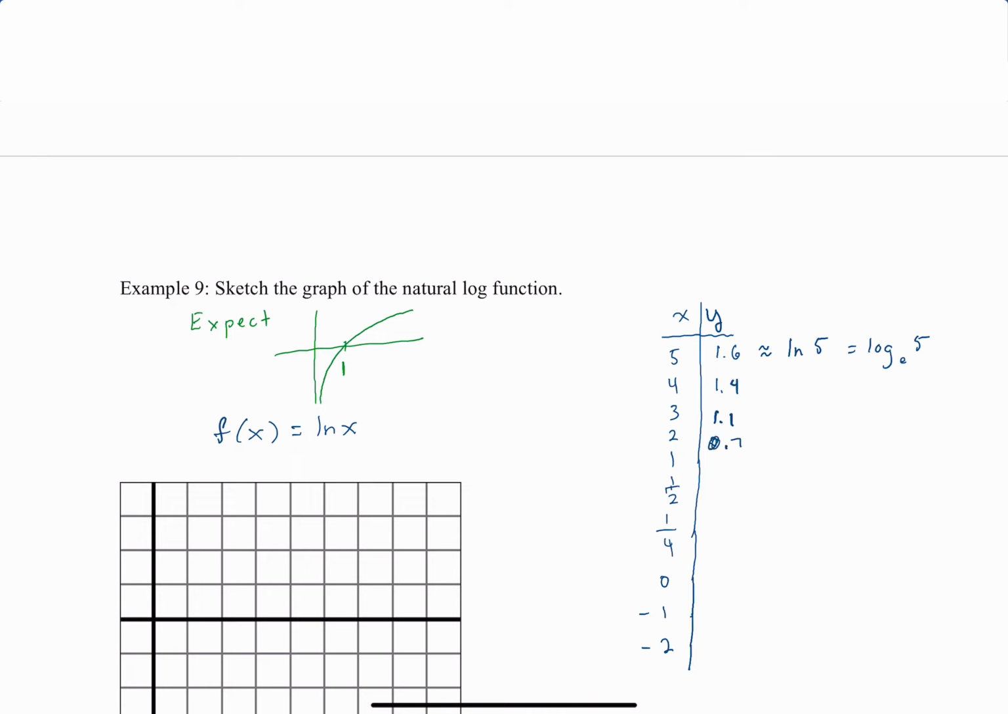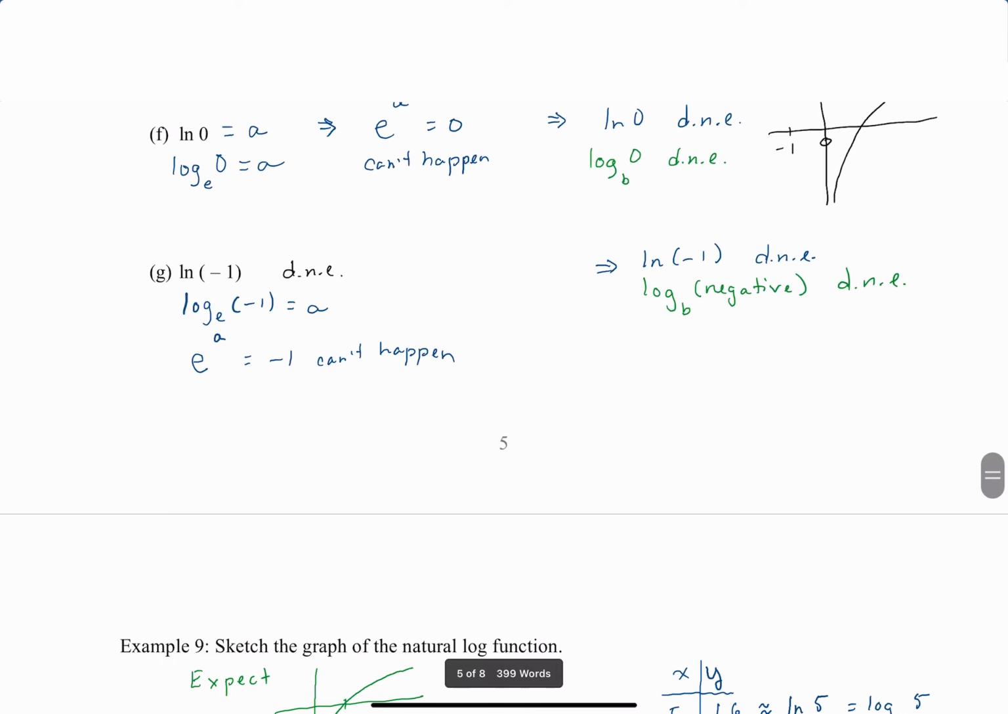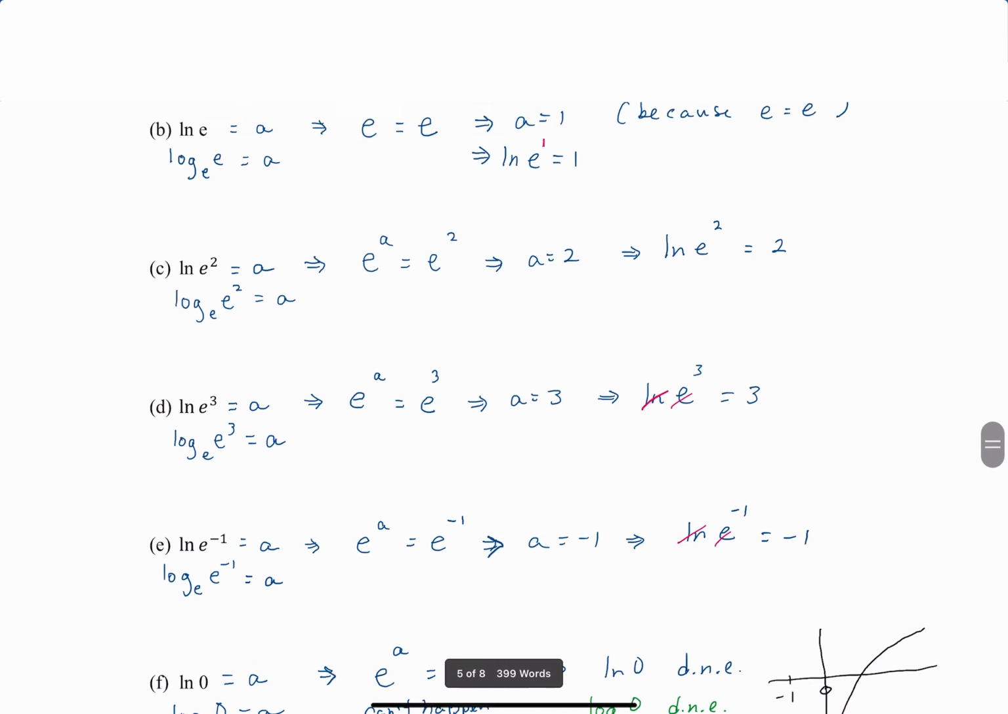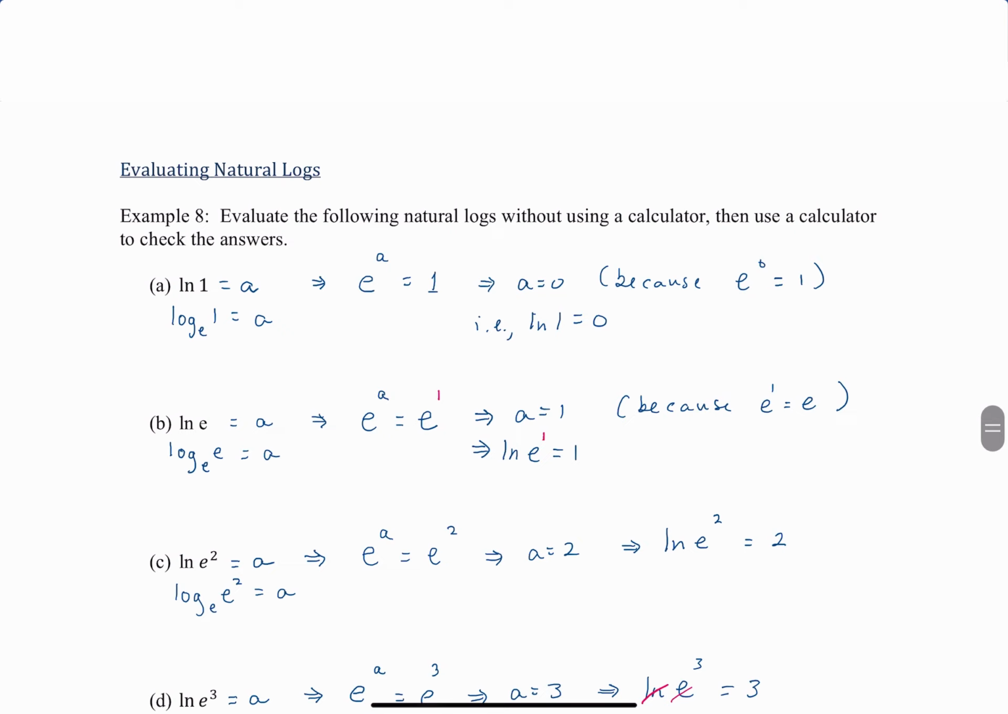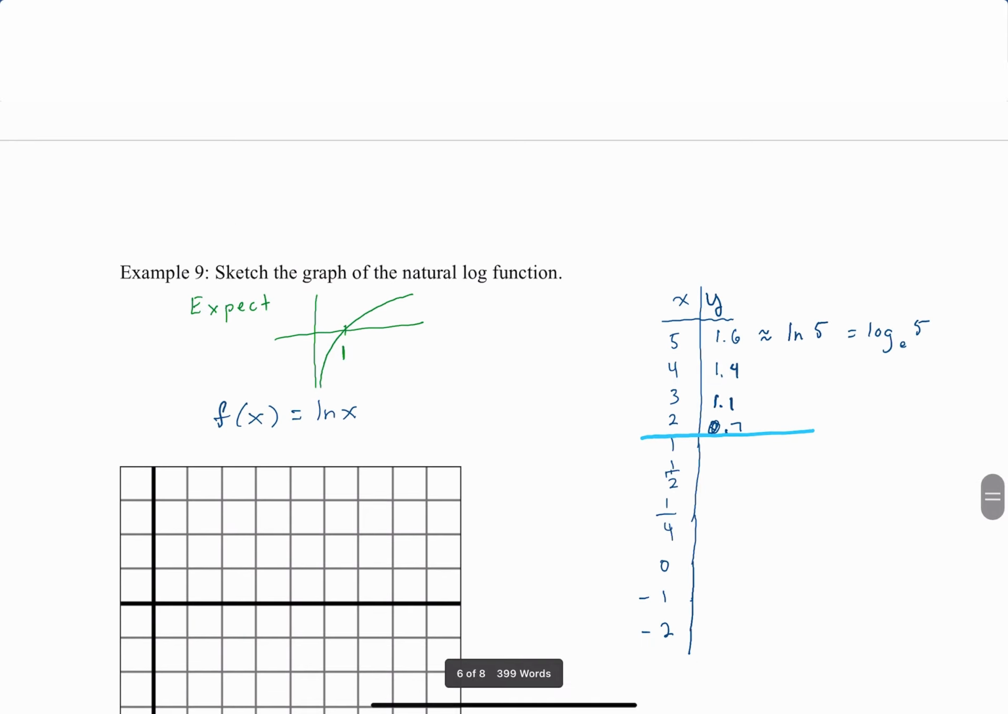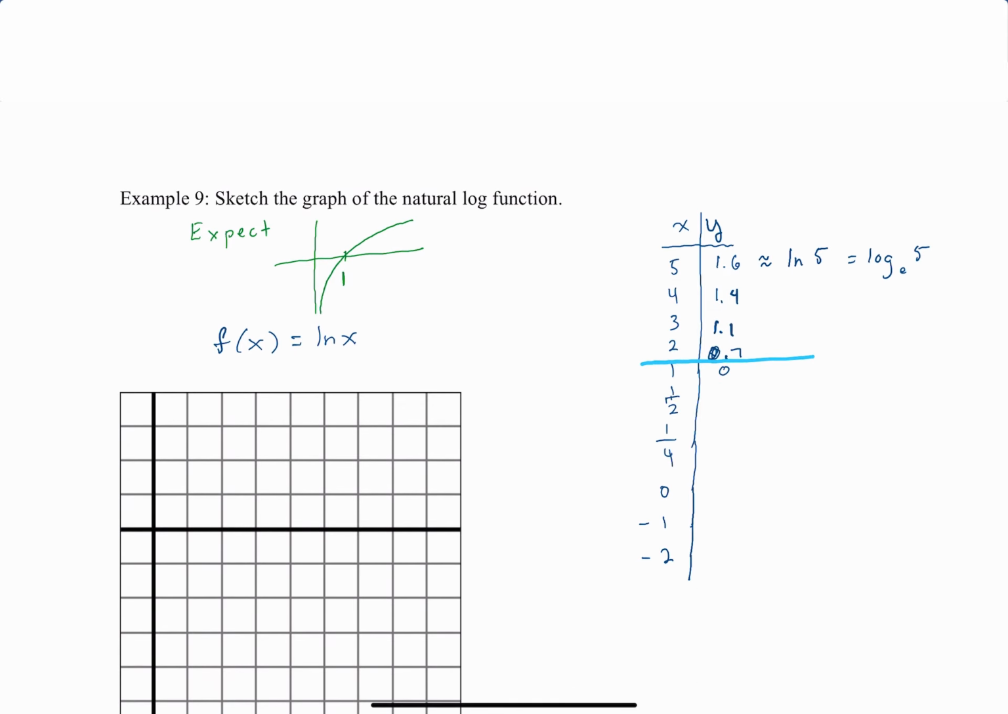The natural log of 1 we already know, right? That was one of the ones that we derived up here, yes. We figured out that the natural log of 1 is 0. So I'm not going to even bother with my calculator on that one. Then, natural log of 1/2. 0.5, natural log. And we get approximately negative 0.7. And then what about 1/4? 0.25, natural log. I get about negative 1.4.